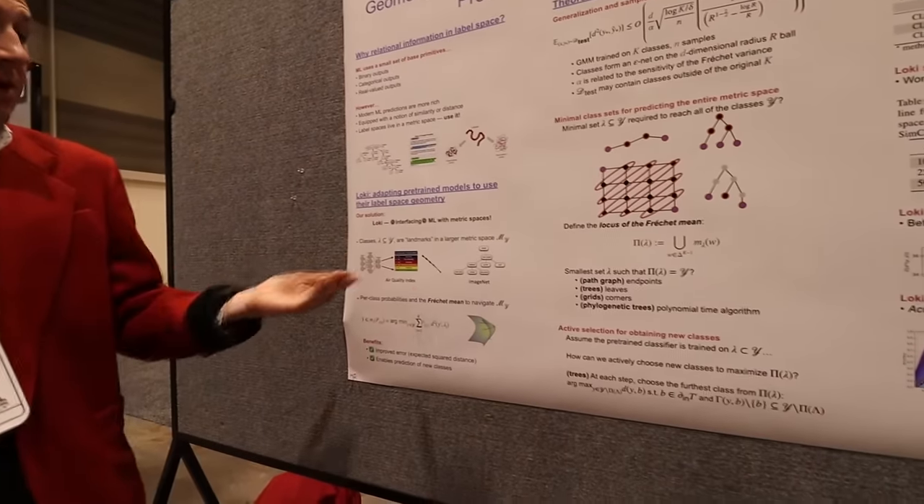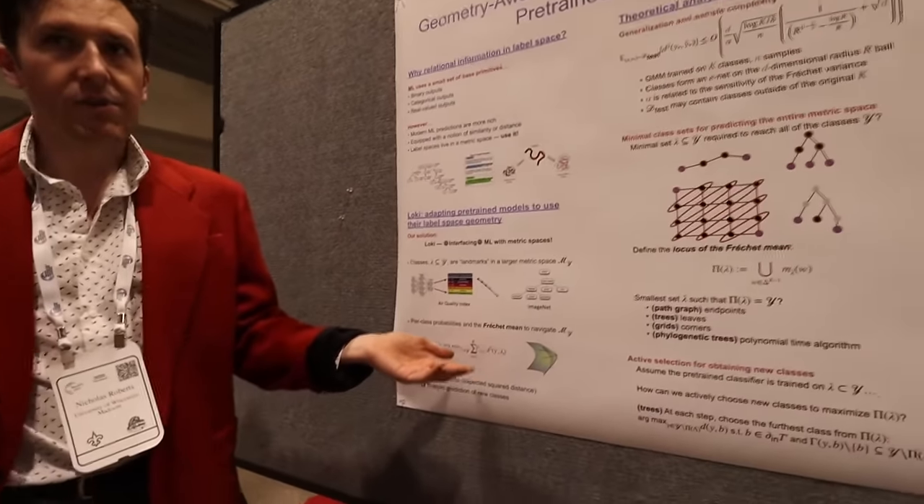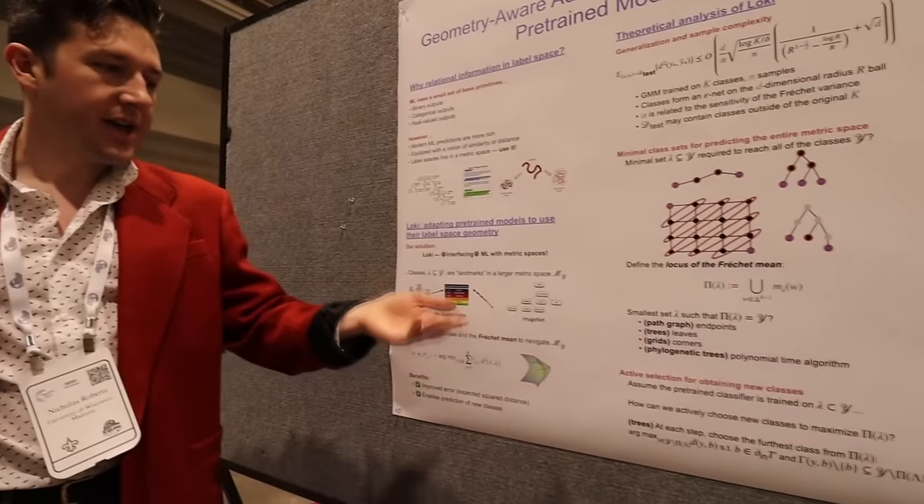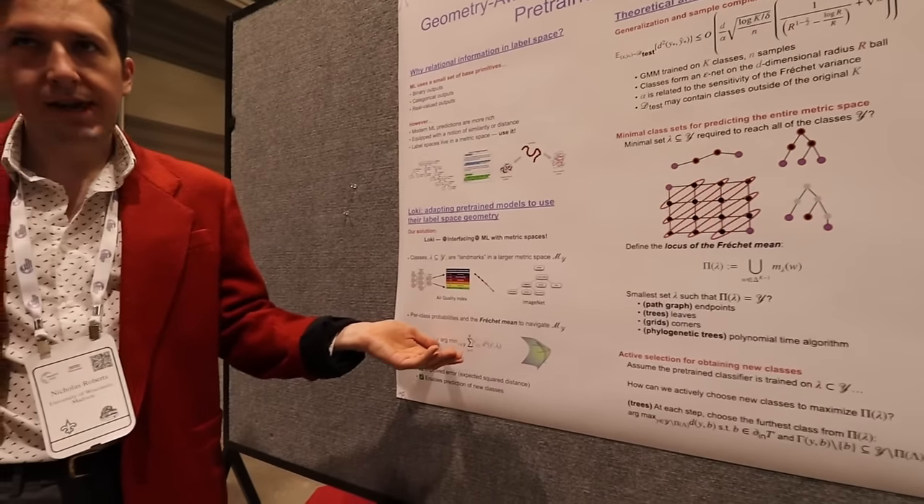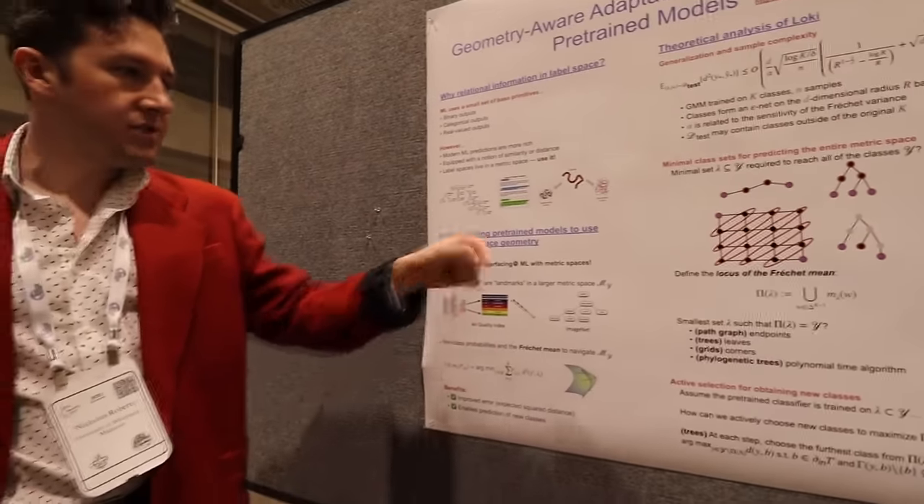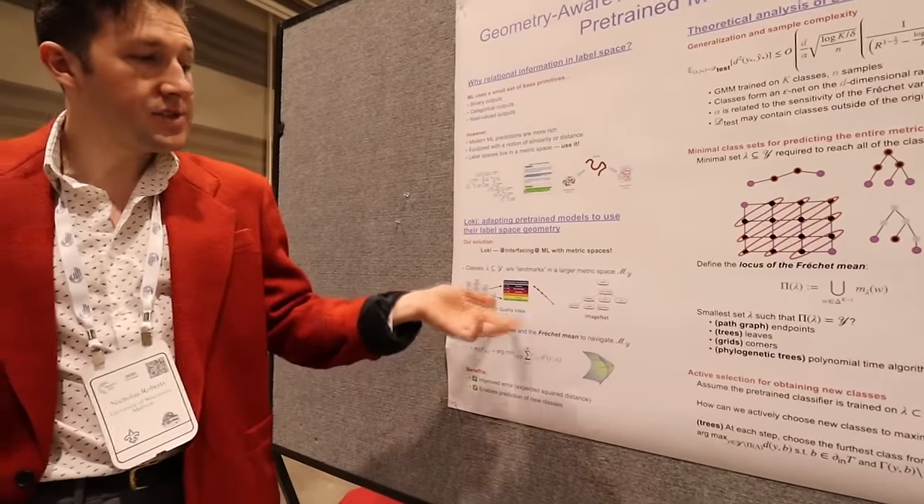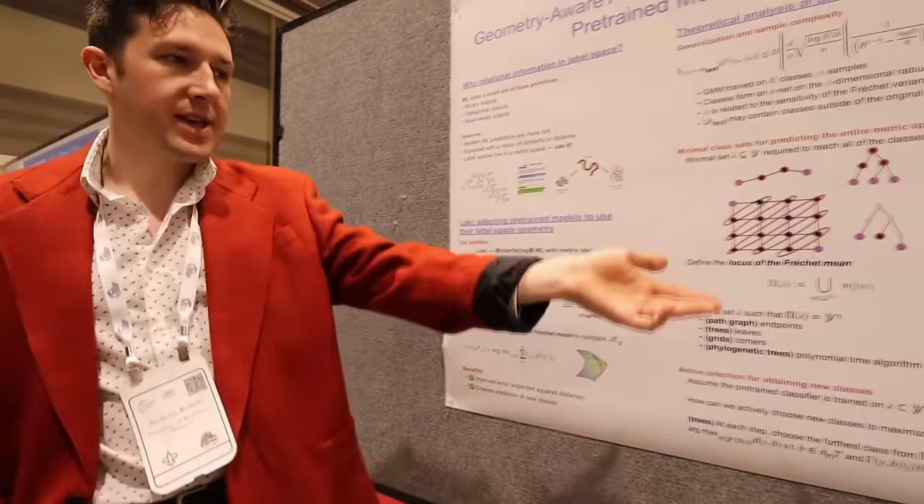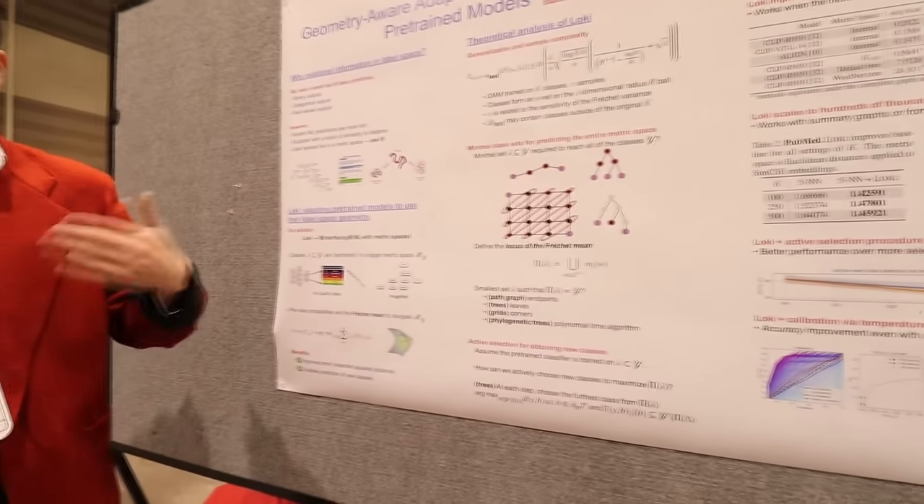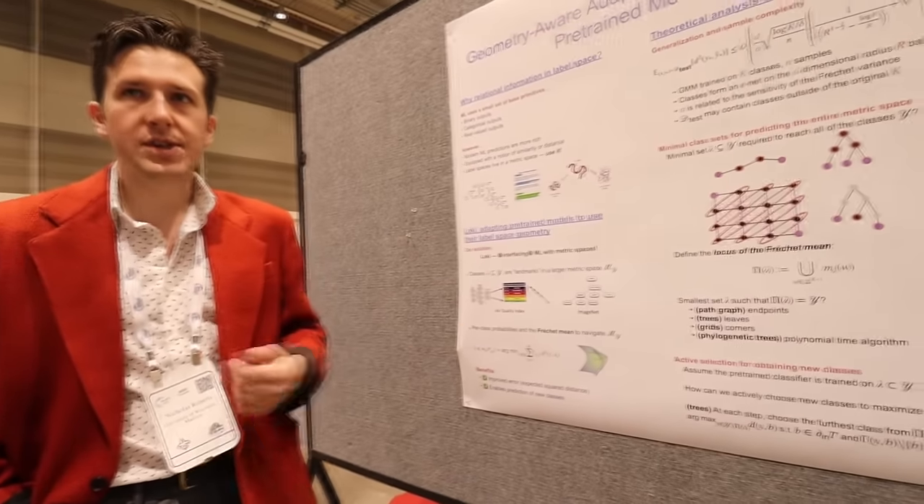So we could also use it for ImageNet. ImageNet has a metric that we can derive from the WordNet hierarchy, and you can just use the shortest path distance on that graph. Using that, you can also apply our method to ImageNet. We found that it improves over just using the argmax to derive outputs.